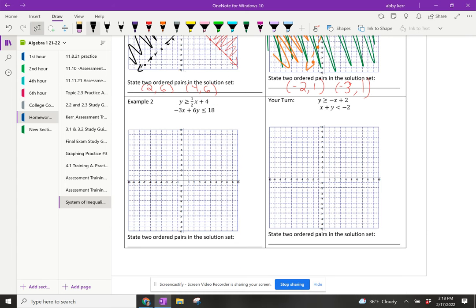Now example 2 is a little trickier because you're going to have to solve. But for the first one, we're going to begin at +4, go up 1, right 2, up 1, right 2. That's going to be a solid line. Now notice that it says greater than or equal to. Greater than means above. And then what we have to do is add 3x on both sides. So then I have 6y is less than or equal to 3x plus 18. Divide by 6.